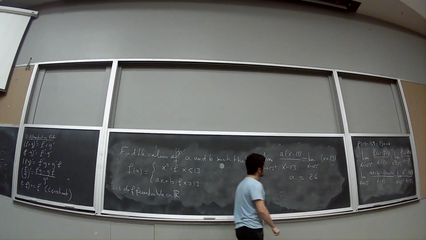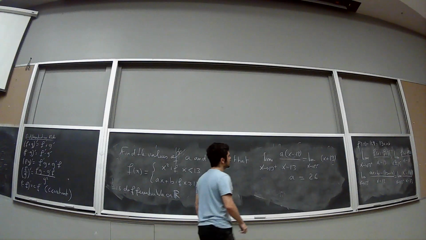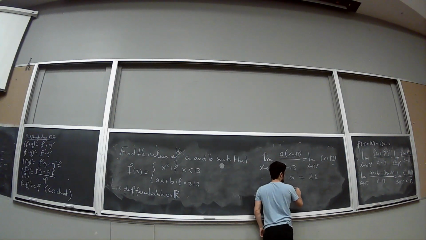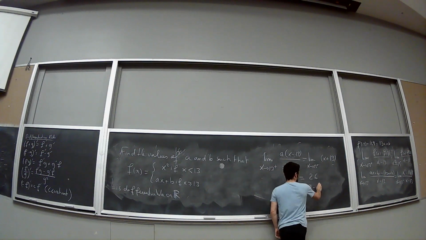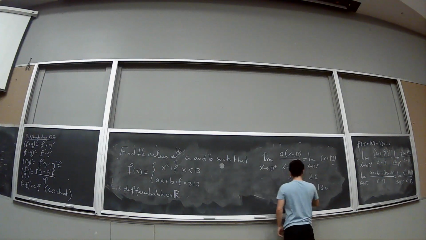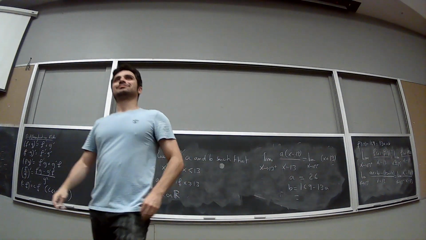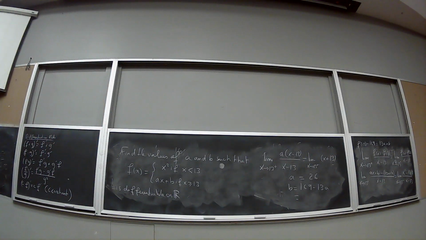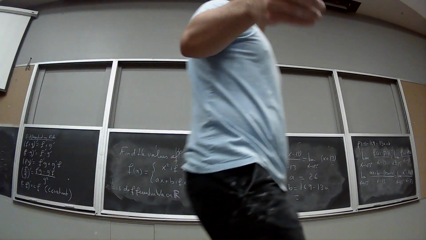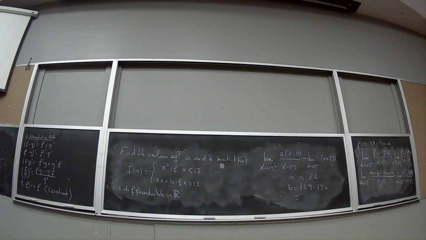You agree? And what is b? B is 169 minus 13a. Oh, wow. Okay. 13a. 26 times 13. What is that? 26 times 13. How do you do that? So 13 times 25. What is that? So 13 times 100 is 1300, divided by 4, plus 13. Yeah? No?